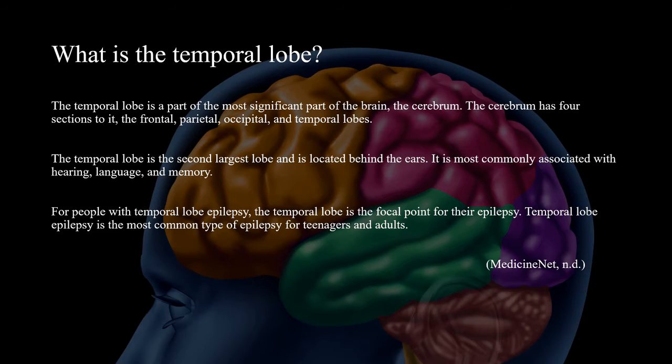The temporal lobe is part of the most significant part of the brain, the cerebrum. The cerebrum has 4 sections to it: the frontal, parietal, occipital, and temporal lobes. The temporal lobe is the second largest lobe and is located behind the ears. It is most commonly associated with hearing, language, and memory. For people with temporal lobe epilepsy, the temporal lobe is the focal point for their epilepsy. Temporal lobe epilepsy is the most common type of epilepsy for teenagers and adults.